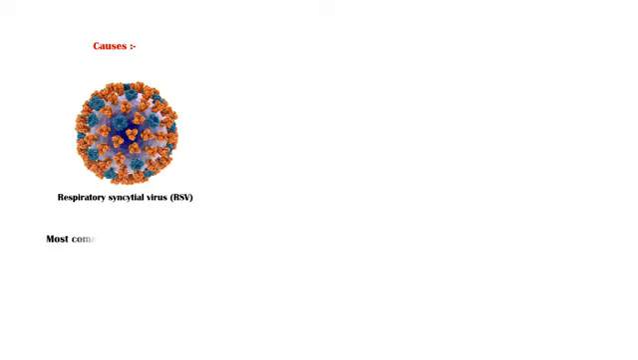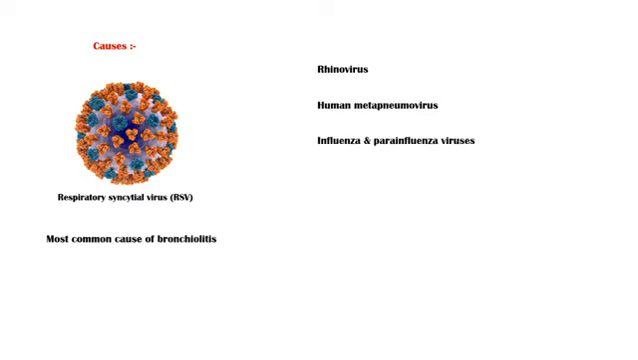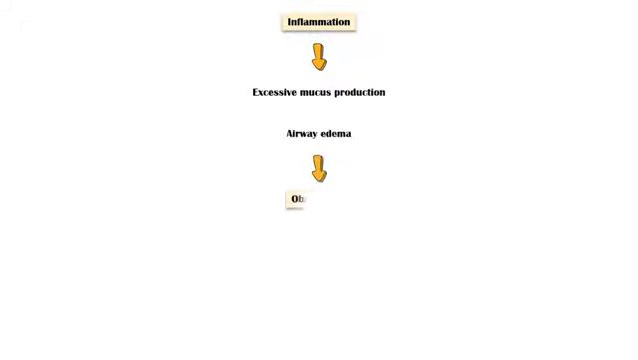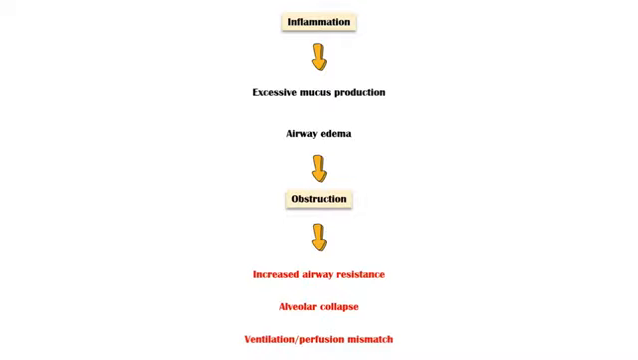As already mentioned, the commonest causative organism is respiratory syncytial virus. Others include rhinovirus, human metapneumovirus, influenza and parainfluenza viruses, adenovirus, coronavirus, and human Boca virus. Infection with one or more of these organisms leads to inflammation in the bronchioles, causing excessive mucus production and airway edema. This will result in airway obstruction, ultimately leading to increased airway resistance, alveolar collapse, and ventilation perfusion mismatch.